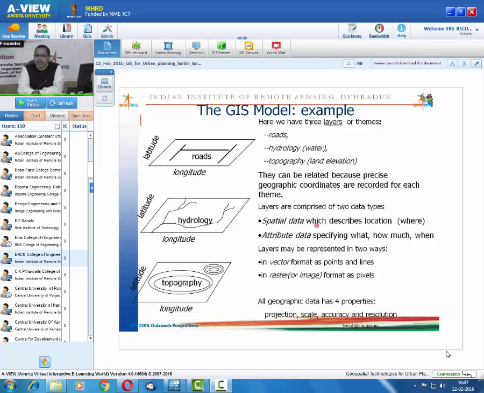Layers are comprised of two data types: spatial data, which describes the location, meaning where it is available, and second, attribute data, which specifies the characteristics of this particular feature. Very important point. Here we are studying two components: one is spatial, second is attribute. The spatial data gives you the information about the location where it is available, and the attribute gives you the characteristics of this particular feature. So here we will talk about two models: one is the vector data model, second is the raster data model. We'll see in detail what these two data models are. And some of the important parameters we have to keep in mind are projection, scale, accuracy and resolution, which we'll talk about in coming slides.